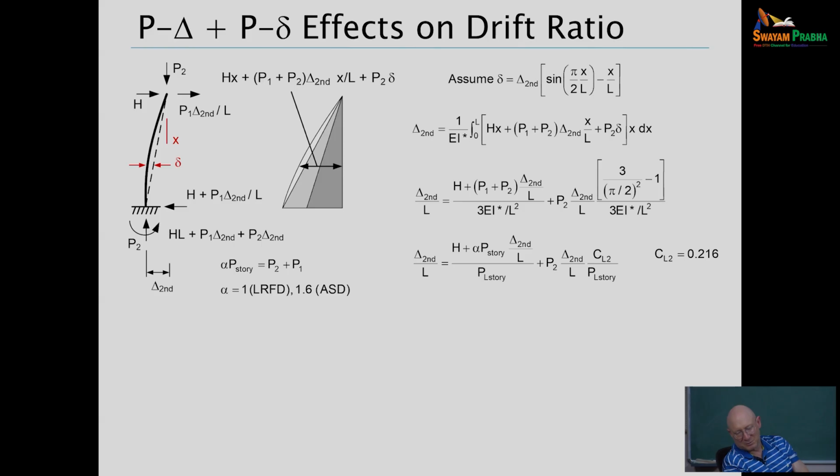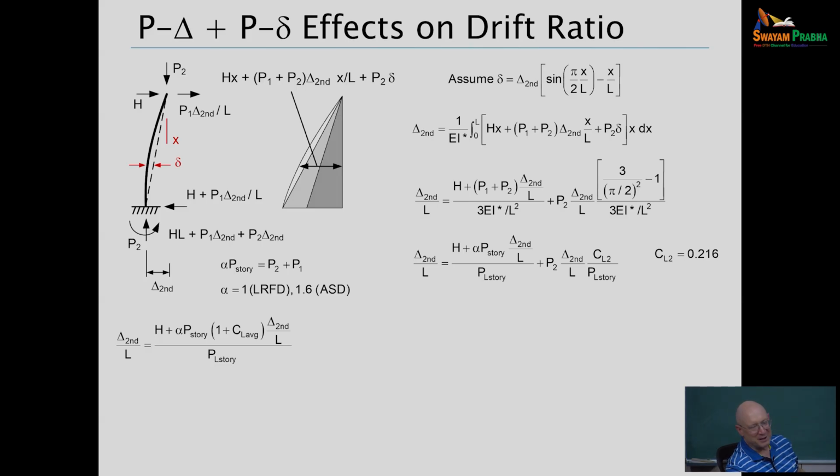And 3I over L squared, I've replaced that by P sub L story. We replace P1 plus P2 by alpha P story. That's our total vertical load, right? So now we can simplify that equation. Now that we've defined a term C sub L, Bill LeMessurier published his seminal paper that introduced a lot of this in the AISC Engineering Journal in 1977, but I typically don't use that and don't provide that because it's all in allowable stress design, so you have a lot of ugliness to work through with all the allowable stress stuff. But he had charts where you could go in and calculate a C sub L for every column in the frame. Now that's a lot of work.